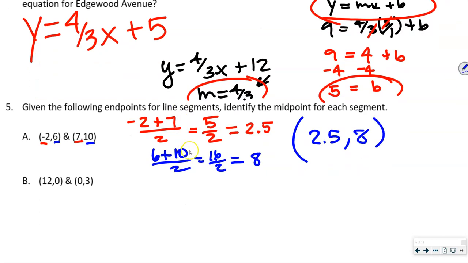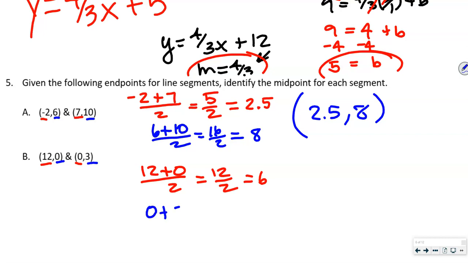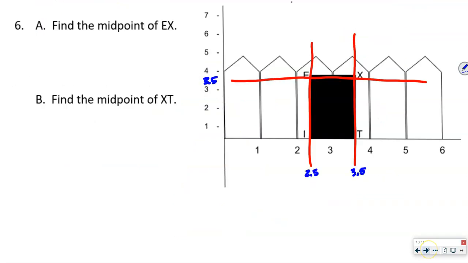Do the same thing with the next one. So once again, we're going to do 12 plus 0 divided by 2. That's 12 divided by 2. So that's 6. And then for our y's, we're going to do 0 plus 3 divided by 2. 3 divided by 2 is 1.5, right? So our point is going to be 6 comma 1.5. That's our midpoint.